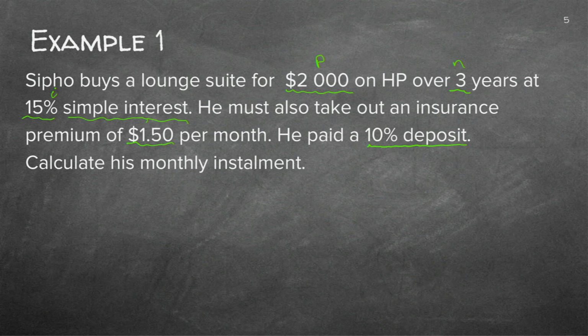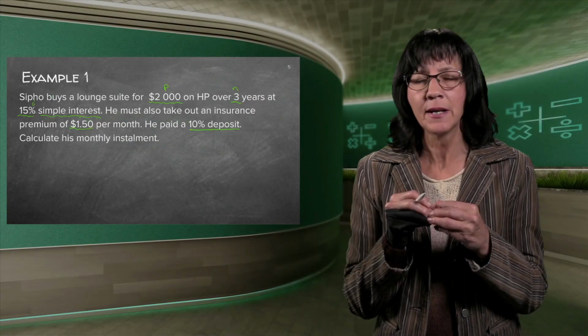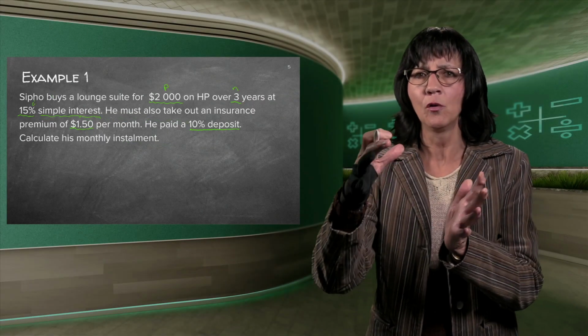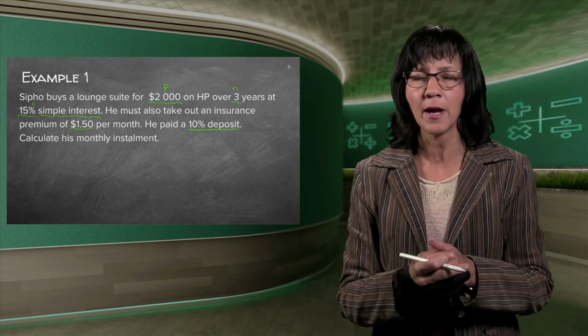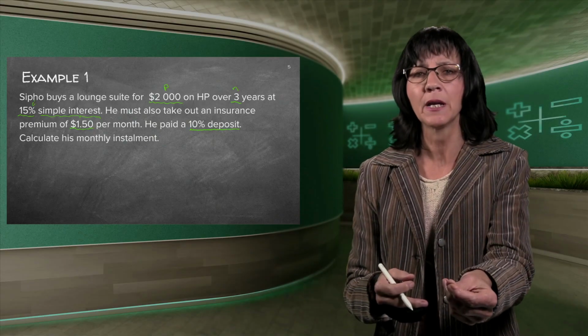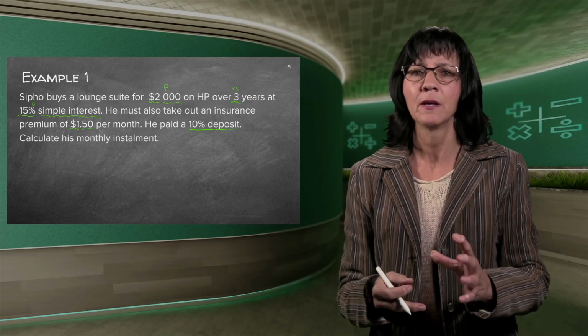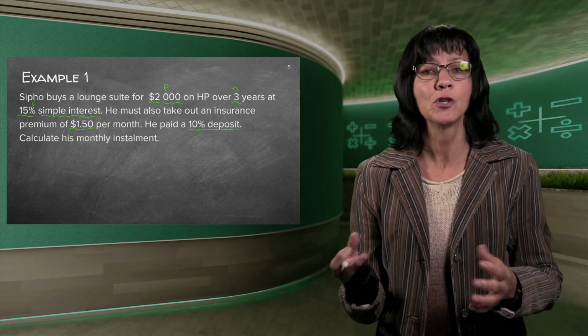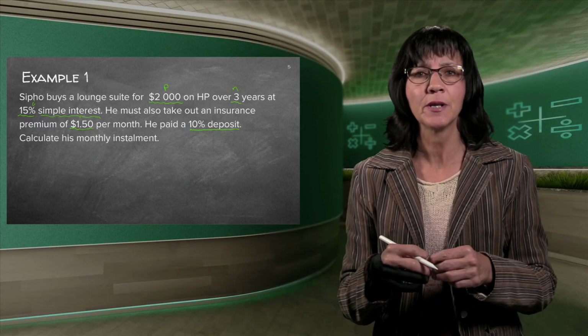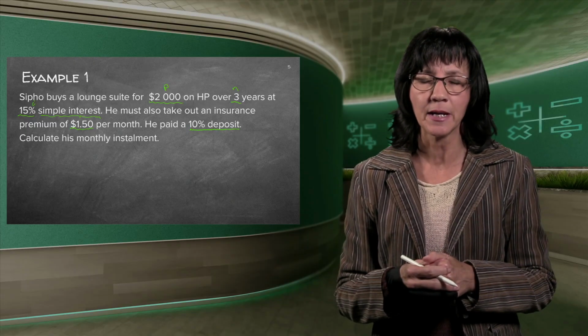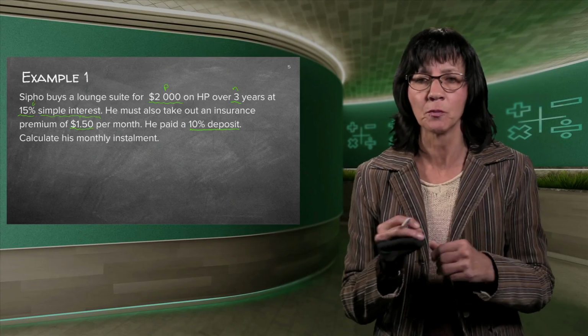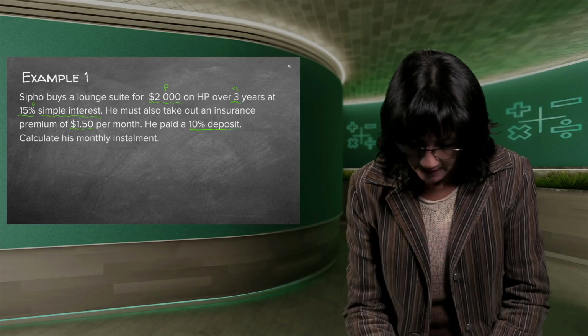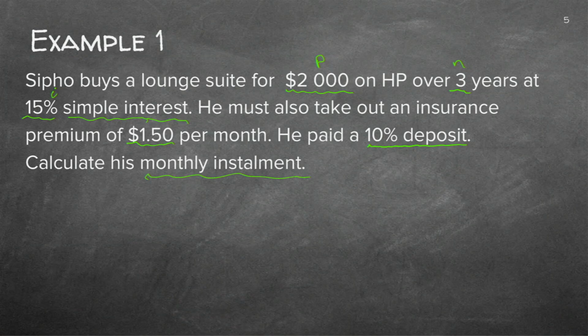Now, remember what a deposit is? If you've got a little bit of money and you don't want to borrow the whole 10,000 Rand for whatever you are buying, you give this little bit of money and you pay a part of that loan already, and then your loan is smaller. And the smaller the loan is, the less interest you're going to pay in the end. And you want to pay as little as possible interest. Good. Calculate his monthly installment.